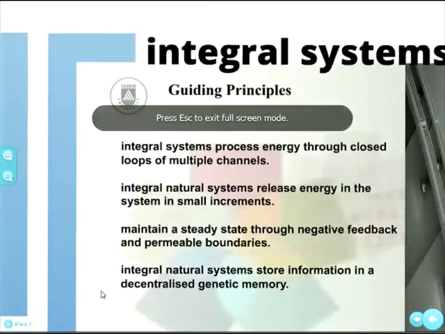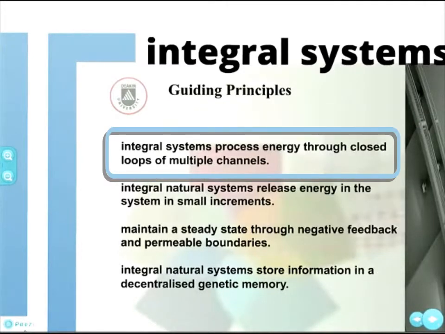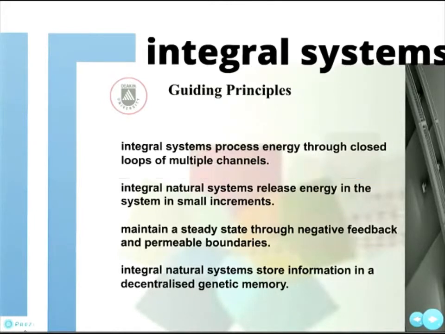So what is our guiding principle? The first one: all integral systems in nature process energy through closed loops and multiple channels. I referred to multiple channels in my last lecture when I talked about fragility and the network of pathways. Think of a city. Do we have that? Do we have multiple channels for everything?